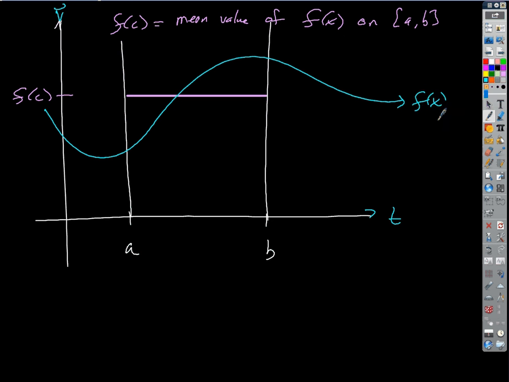f of x, or we called it v in this case, but let's just call it f, right? f could mean velocity if we wanted to. So the area under the blue curve is the integral from a to b of f of x dx, right?